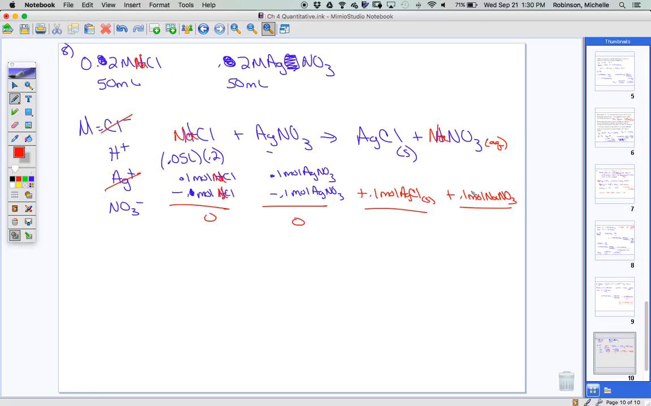What's their concentration? If there's 0.1 moles of Na plus and 0.1 moles of NO3 minus, because every time that dissociates, I'm going to get one of each. So 0.1 moles of Na and 0.1 moles of NO3, what's the new volume? 0.1 liters, right? So the new molarity is 0.001?